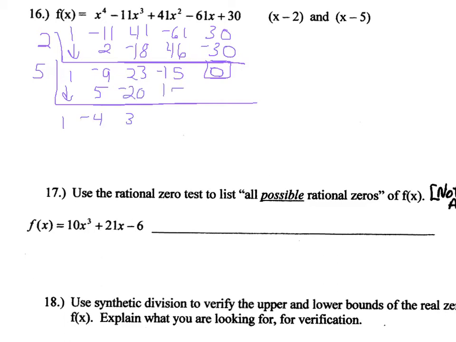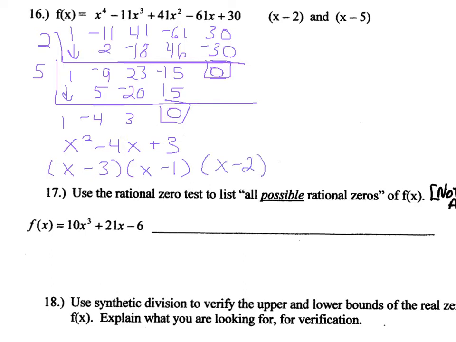And it does. So now I have 3 remaining numbers, and I'm going to turn that into a polynomial, x squared minus 4x plus 3. And to find my other two zeros, I'm going to factor it. So I get x minus 3, x minus 1. So I know that my complete factorization is going to be x minus 3, x minus 1, and my two originals, x minus 2 and x minus 5. And then my 4 zeros are going to be x equals 3, 1, 2, and 5.